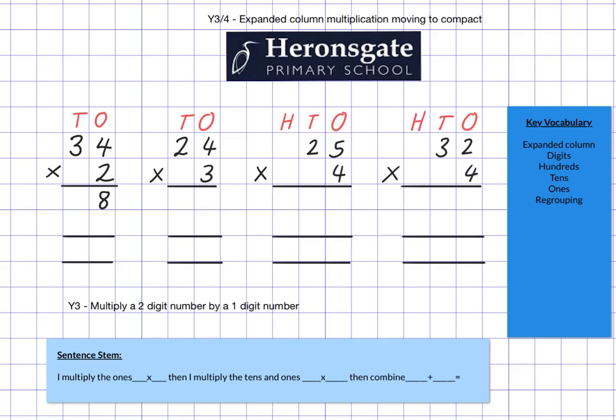Then we would multiply the tens and the ones. So 3 tens, or 30, times 2 is 60. And the children can relate their multiplication facts of 3 times 2 to help them with this. So you can see how it's expanded to help them to understand the steps, but also to remind them of the place value. That does not mean 3 ones, this means 3 tens, which is 30. Then once they've multiplied the ones and the tens, they combine what they've multiplied back together. So 8 and 60, or 60 and 8, makes 68.